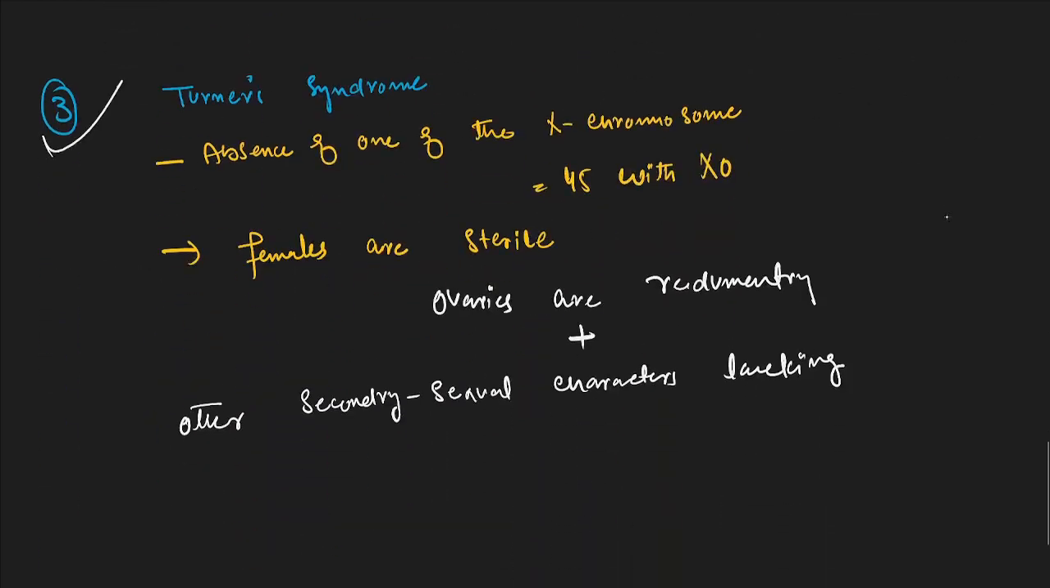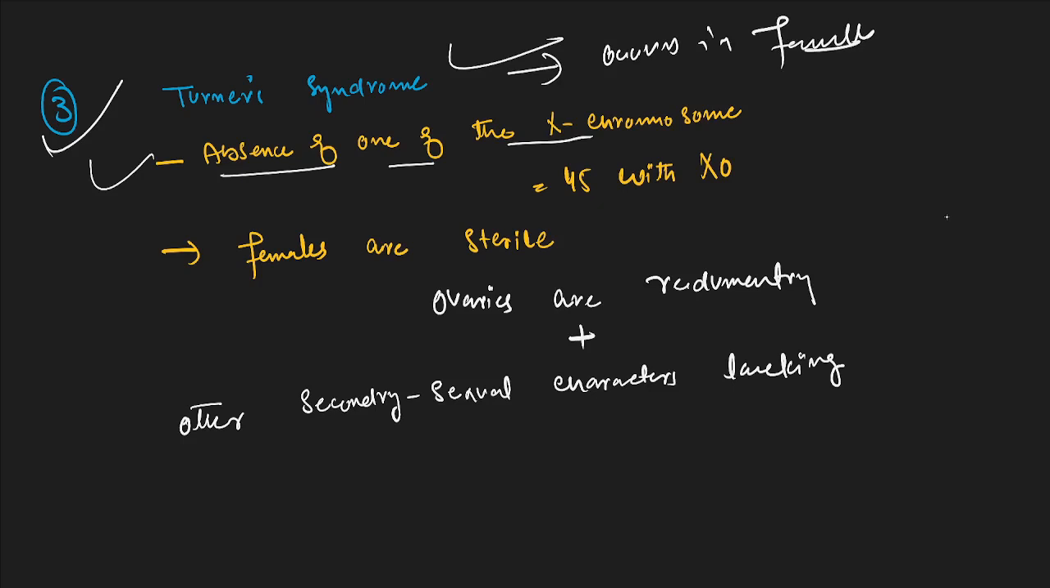Next is Turner syndrome, and this is the third type of disorder that has been mentioned in the NCERT book. What's Turner syndrome? Turner syndrome is that chromosomal disorder which occurs due to the absence of one of the X chromosomes. Whenever one of the X chromosomes is absent in an organism, the organism is suffering from Turner syndrome. Now understand here, it occurs in females. This is again important.